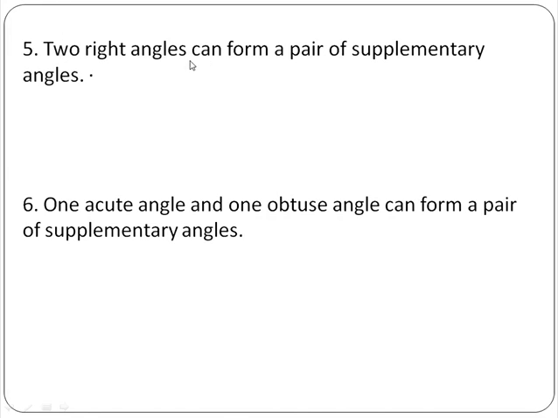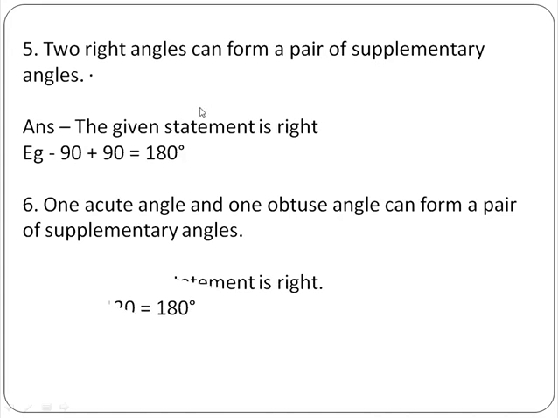Then statement number 5. Two right angles can form a pair of supplementary angles. Yes, because when you add 90 plus 90, you will get 180. Hence, we say the given statement is right. That is 90 plus 90 is 180.